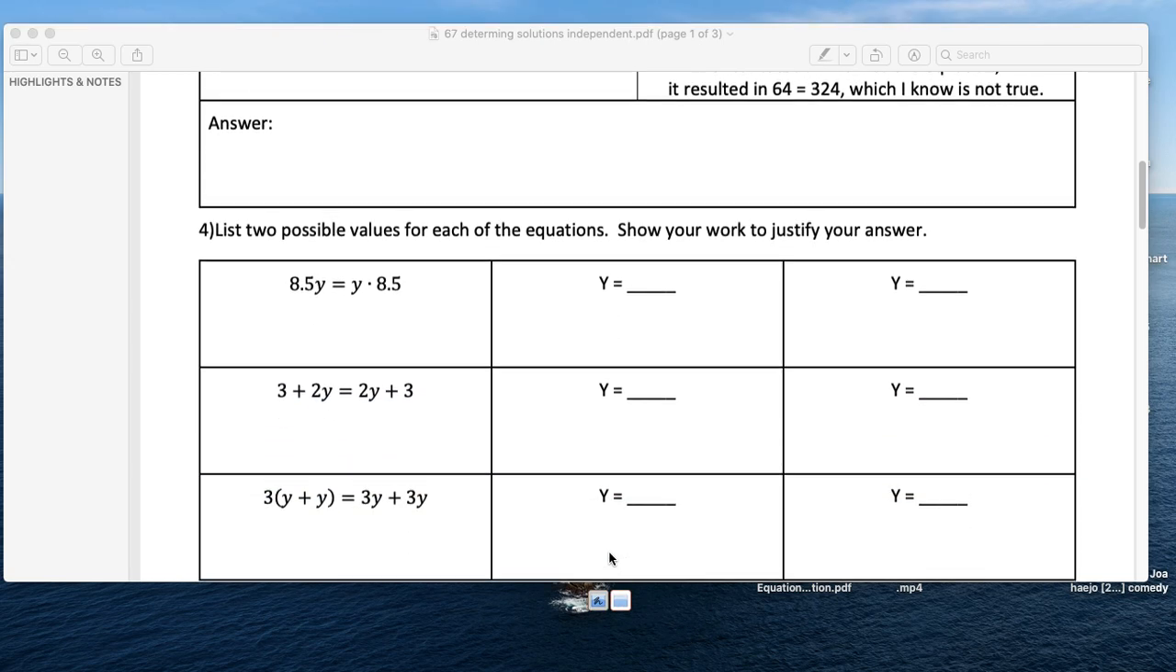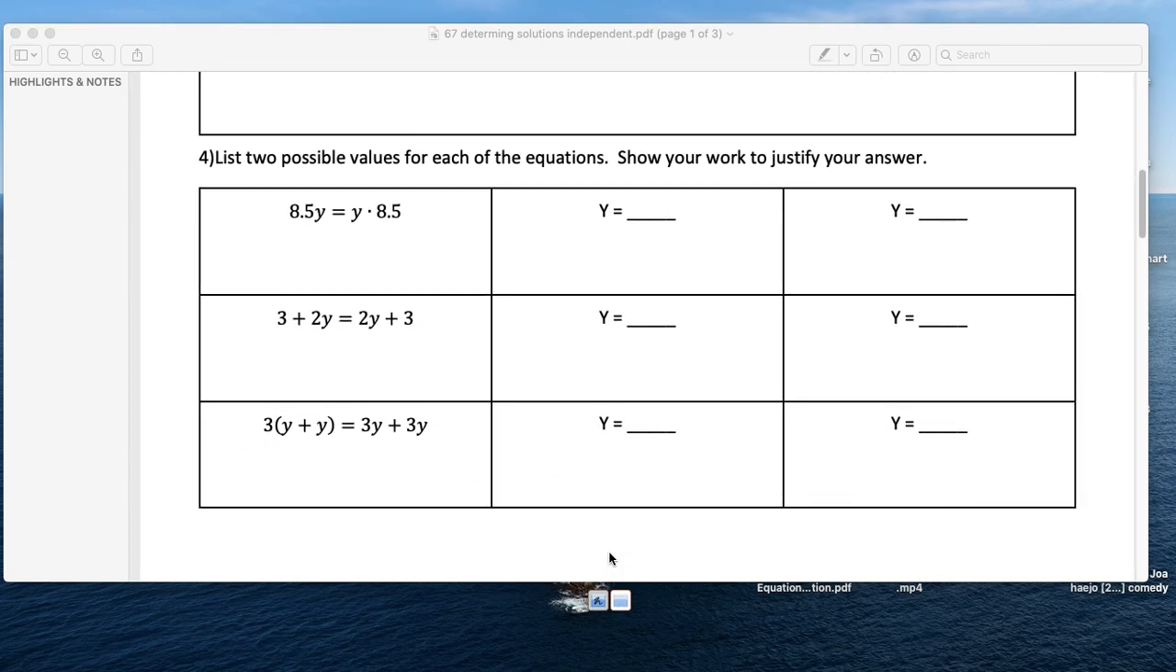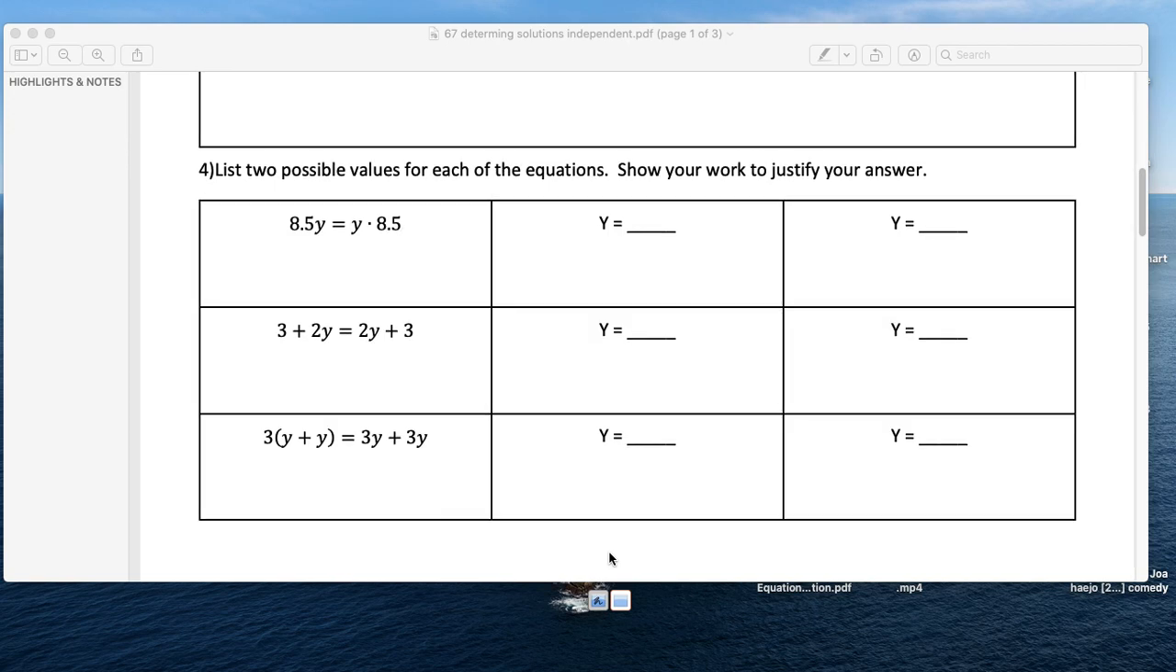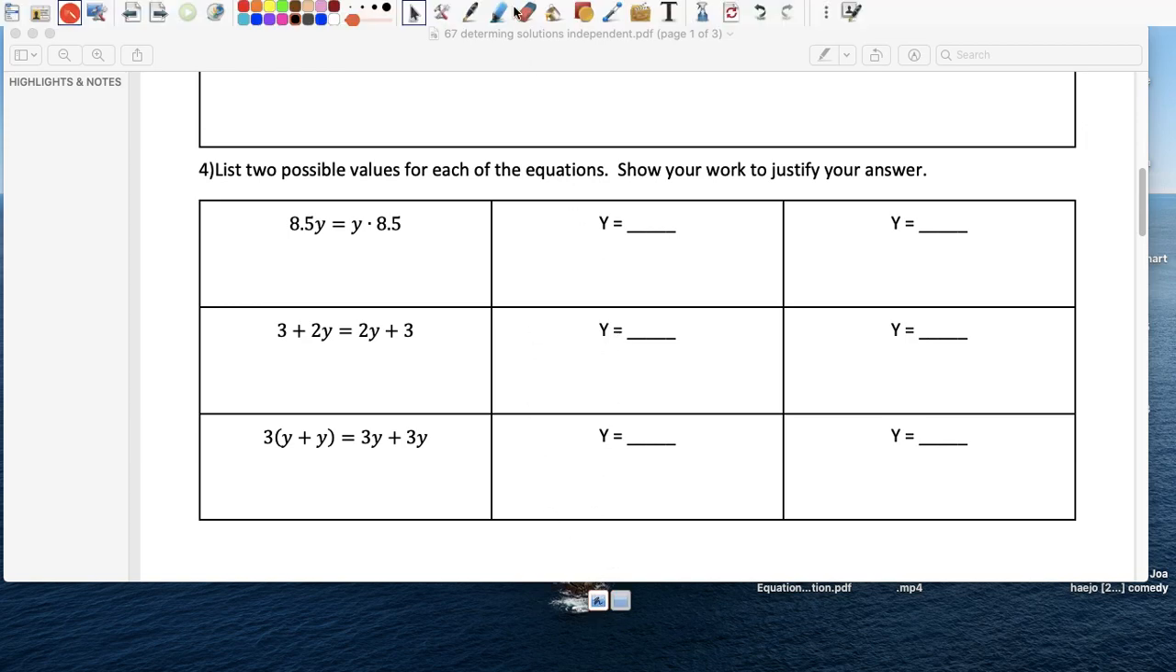Number 4, list two possible values for each equation. Show your work to justify your answer. So, look at the first one. You have to understand 8.5y and y times 8.5. So, let me write this over here. 8.5y, 8.5 times y, right?